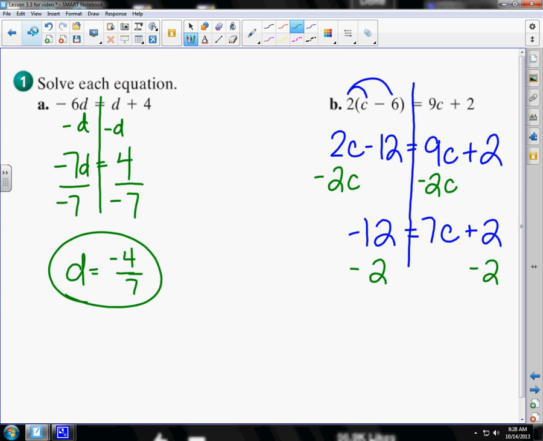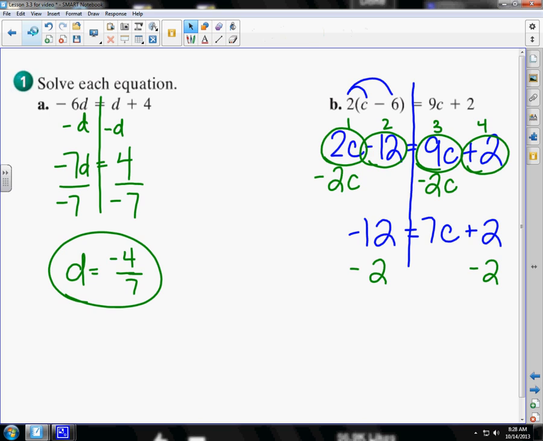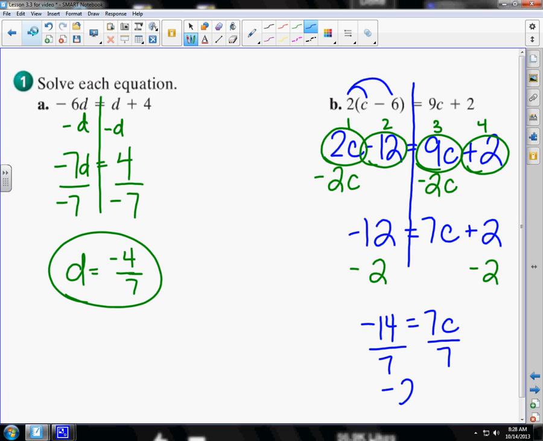Now, it doesn't matter what you pick. If you decided to add 12 to both sides or minus 9c, it doesn't matter which one of these four terms you chose to start with. If you do it properly, you should get the same answer as me. So then I get negative 14 equals 7c, and then I divide by 7, so negative 2 equals c. So you could have done that a different way, but still got the same answer. What's important is that you know that c equals negative 2.